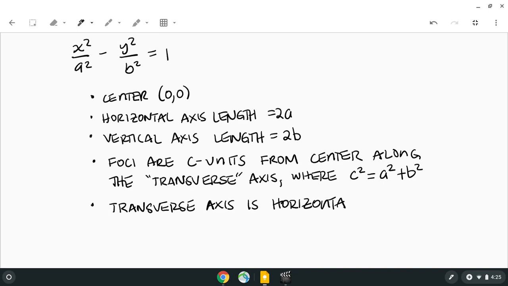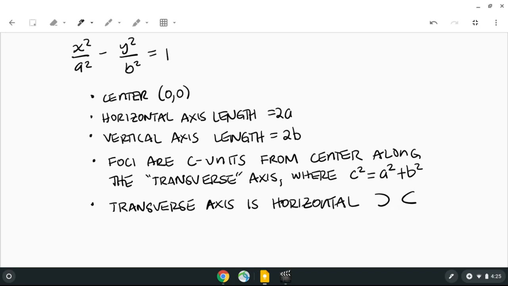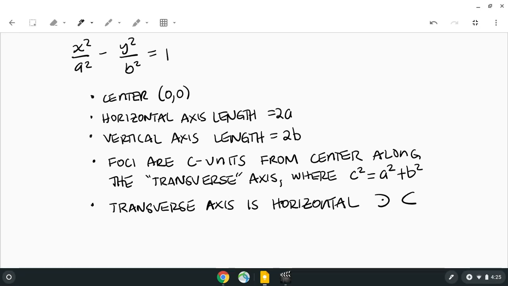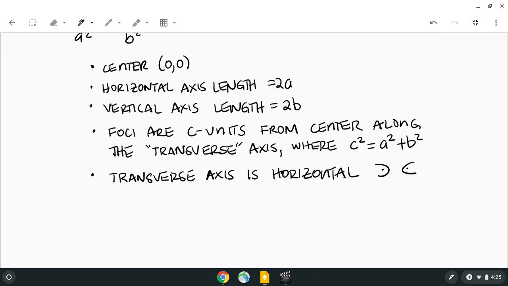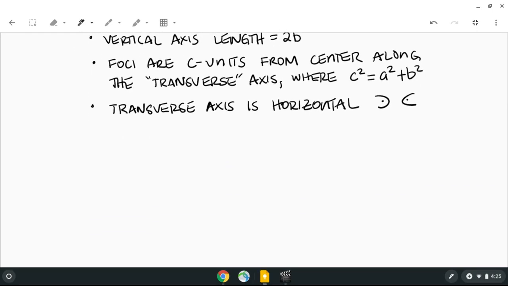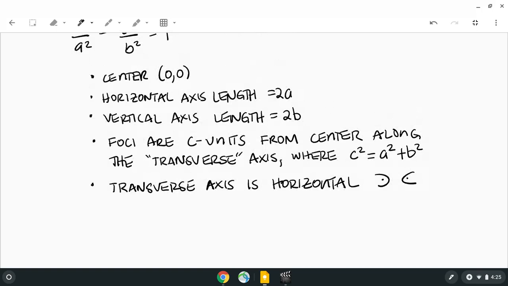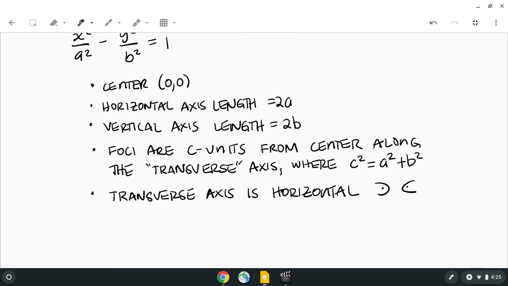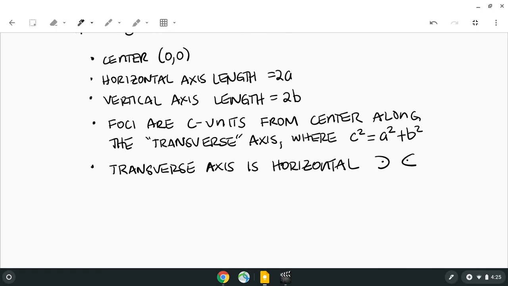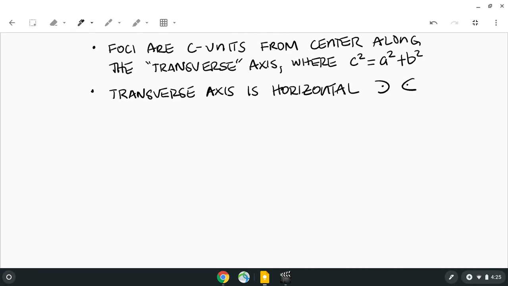Okay, so then that means that it's going to open up like this, and your focus points are going to be here and here. Okay. All right. Let's take a look at the other equation, where the y squared is first. Okay. So here it's x squared over a squared first.